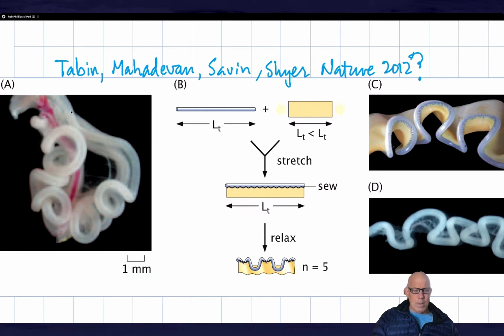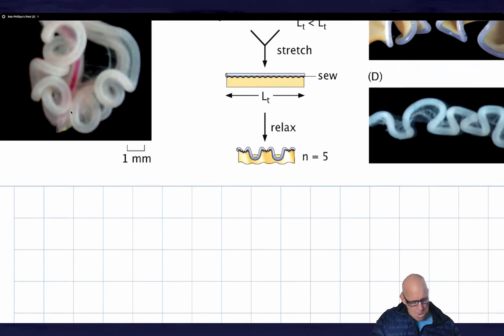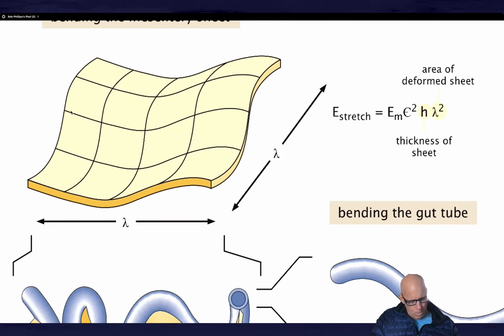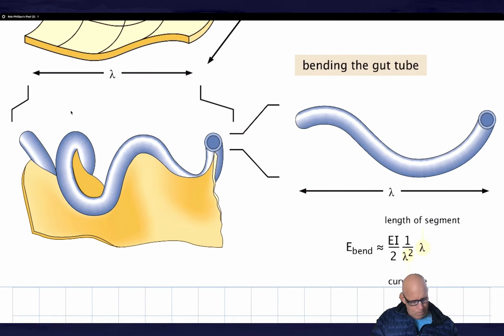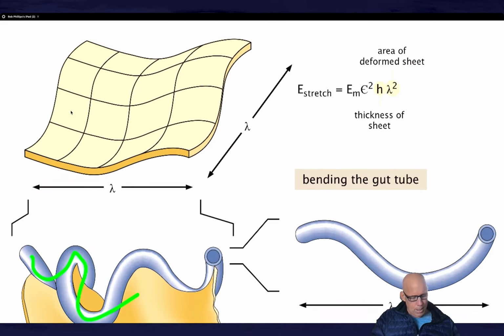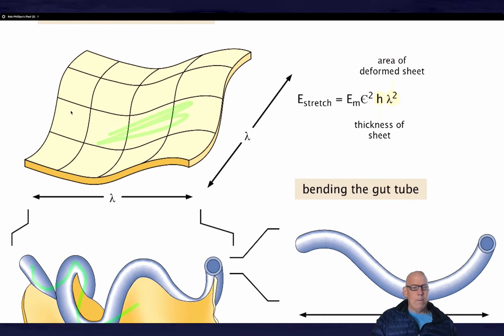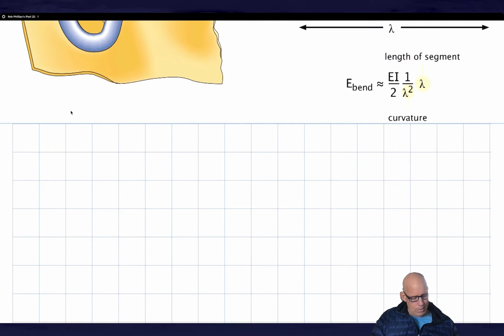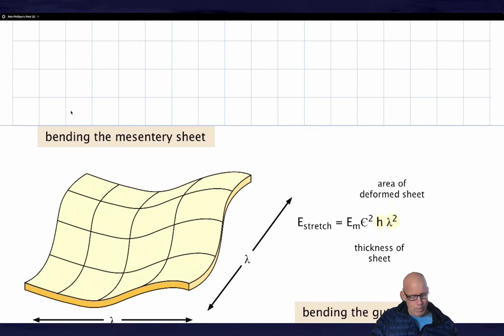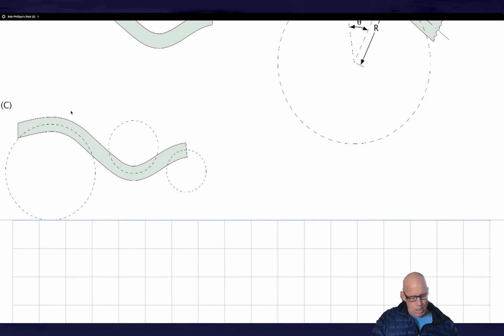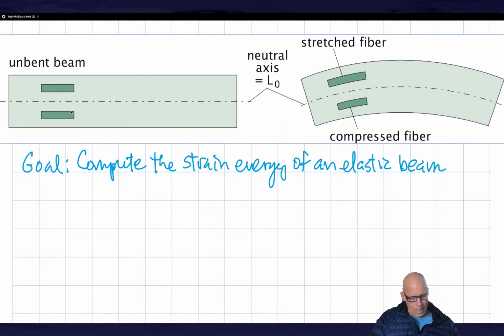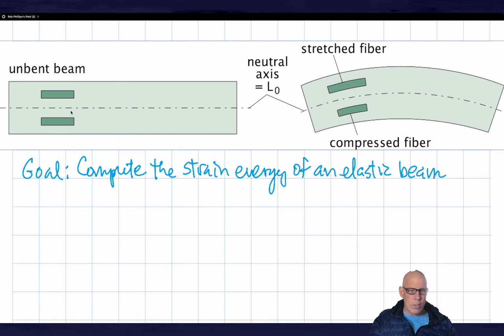So I'm going to talk about all this, but in order to talk about it, we're basically going to calculate the strain energy associated with the bending, which you see here, and the stretching of this sheet. And to do those two things, I need to get us to the point that we understand this equation. So that's the point of the remainder of this vignette. I want to be able to understand where that energy comes from.